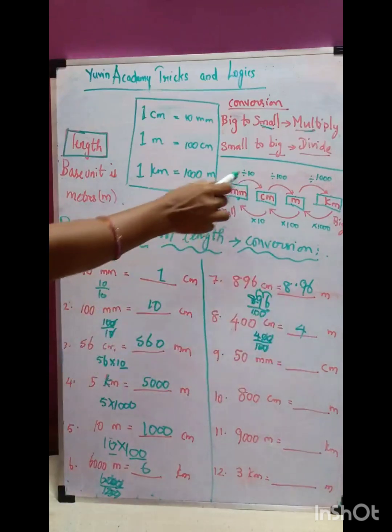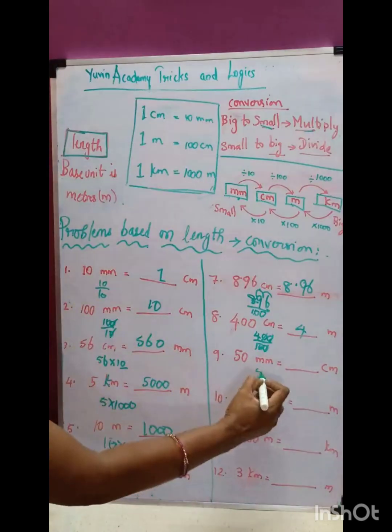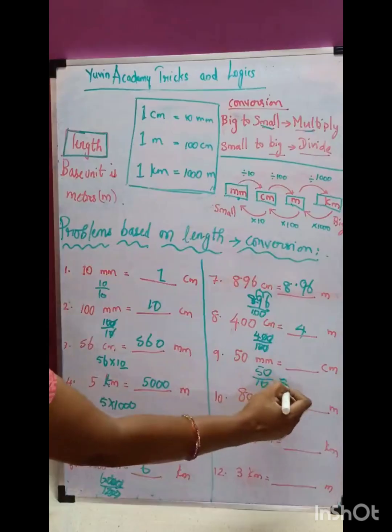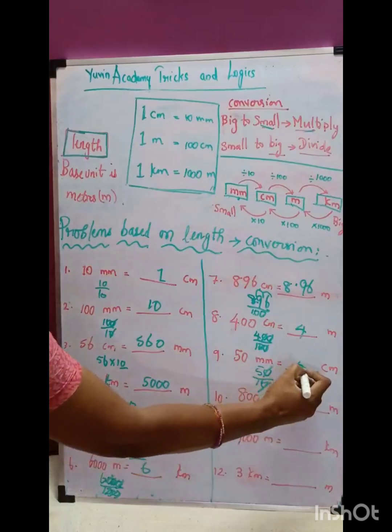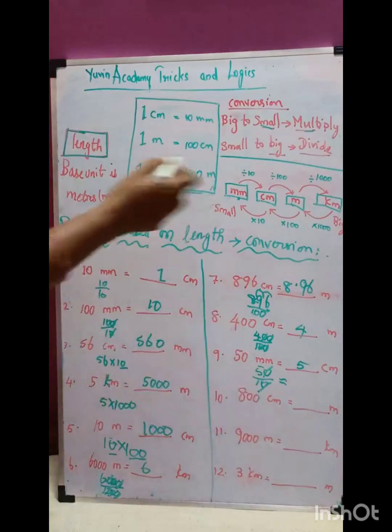Then 50 mm, millimeter to centimeter. Millimeter to centimeter means what? Again it's divide. Small to big, I have to divide. So 50 by 10, the zeros get cancelled. So 5 is your answer. In the denominator only 1 is there, so no need to put that. Only 5 centimeter.